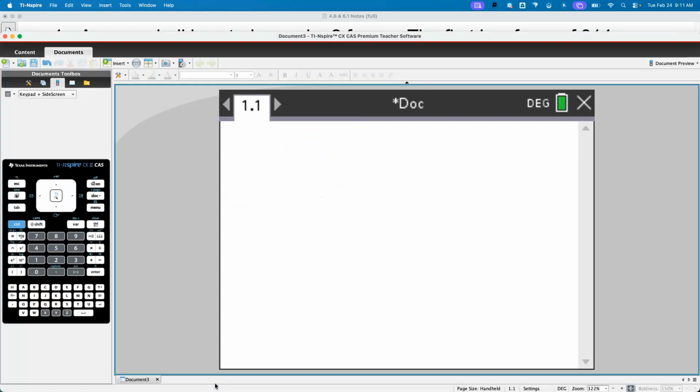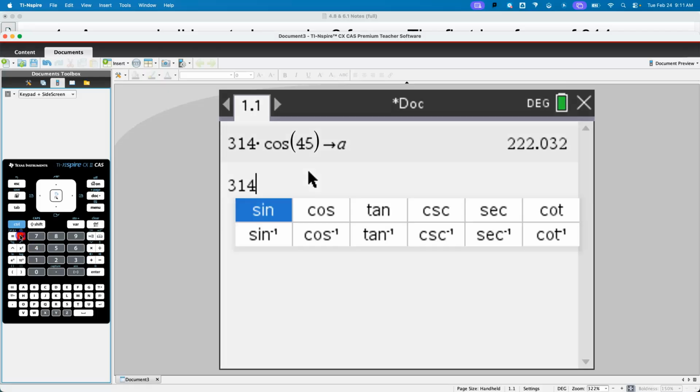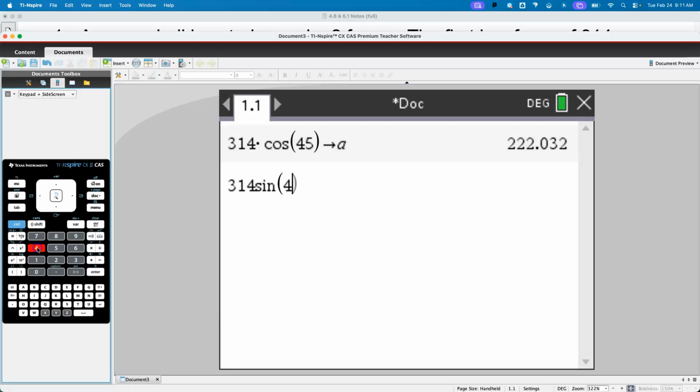So on my calculator, I'm going to go 314 cosine of 45, and I'm going to store that as my A. That's going to be the horizontal component of my first vector. Then I'm going to go 314 sine of 45, and that's going to be my vertical component of it, 222.032.